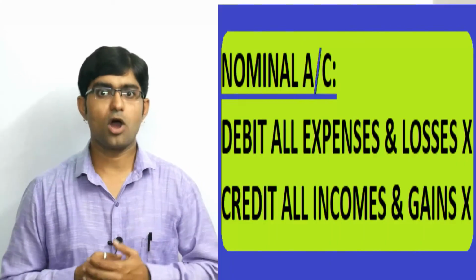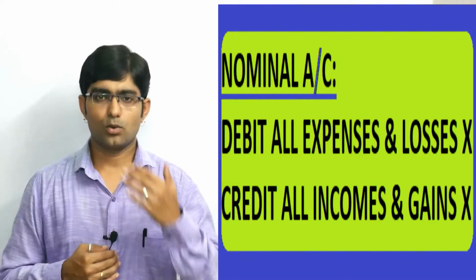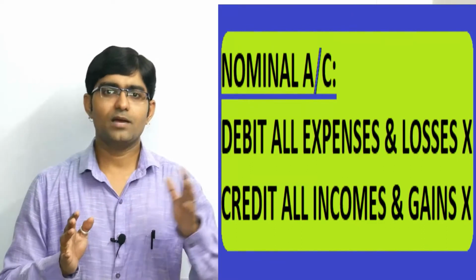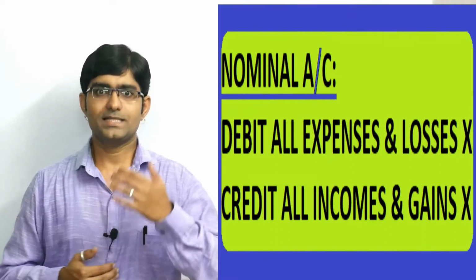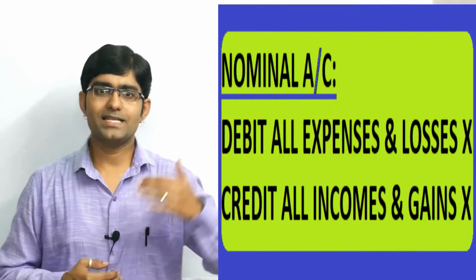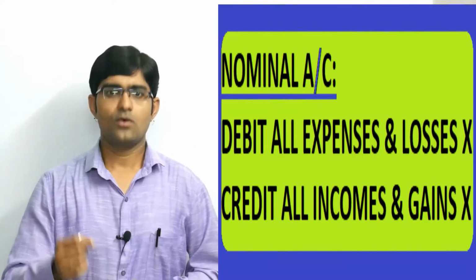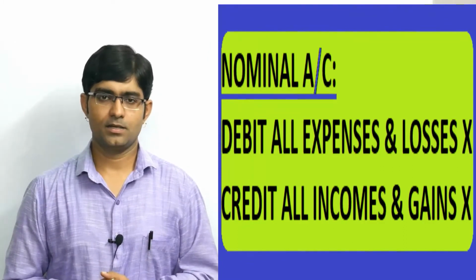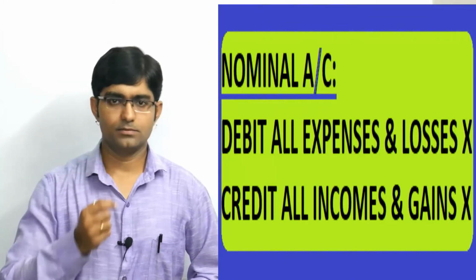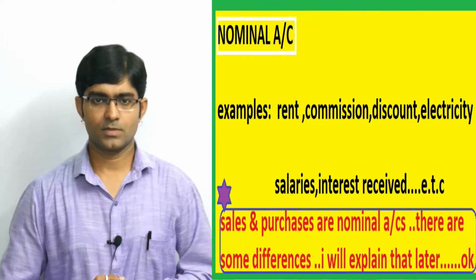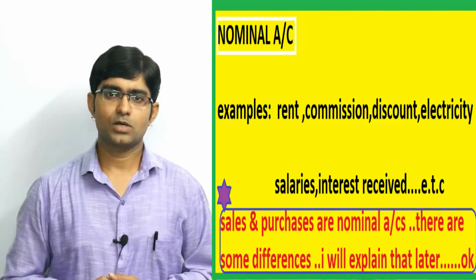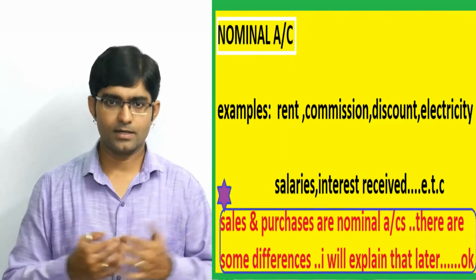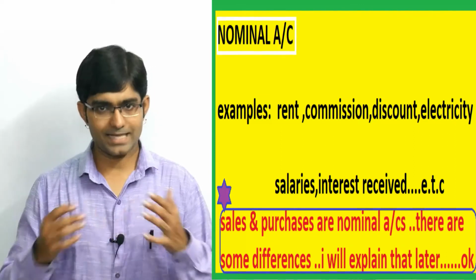The next one is nominal account. What is the rule? Debit all expenses and losses. Credit all incomes and gains. What is an expense? What is a loss? Any payment for receiving a benefit to run the business is called expense. For example, I paid salary to receive some service, to run the business, to run the organization. This is called expense. Other examples are rent, payment of electricity bill, etc.